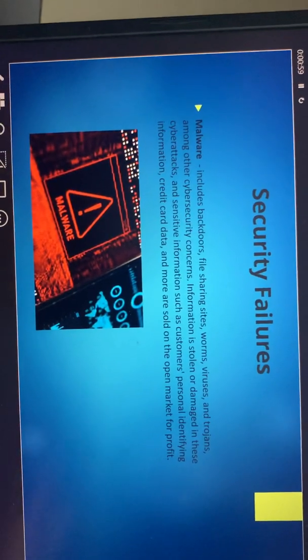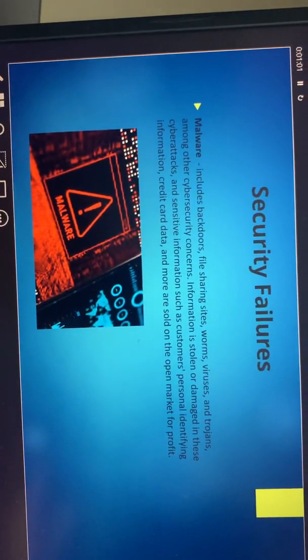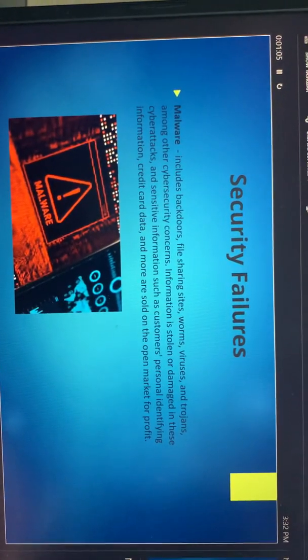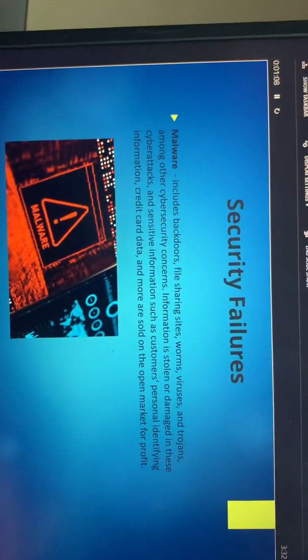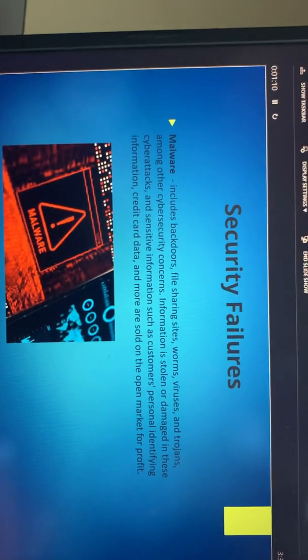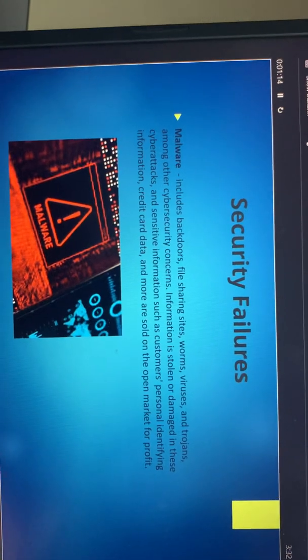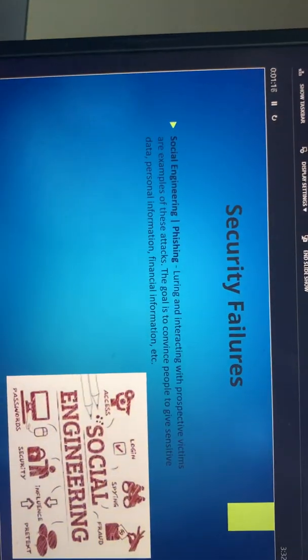So security failures that we can always see in most attacks are going to be malware, which includes backdoors, file sharing sites, worms, viruses, and trojans. These are going to be done by any type of active threat groups, hacktivists, or anyone else, maybe possibly insider threats that can provide these and get these into your systems.